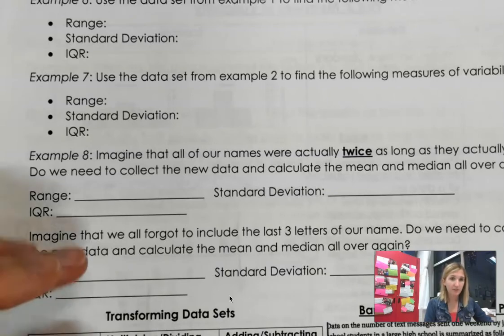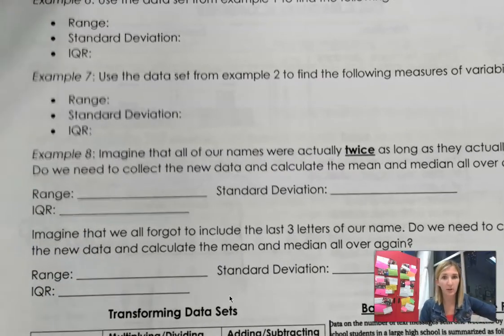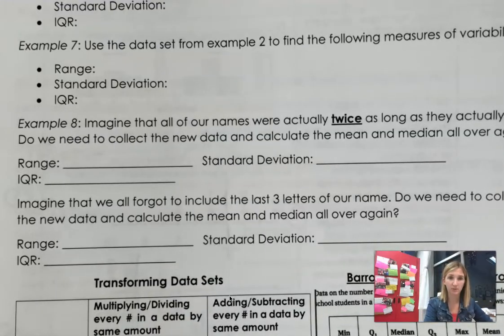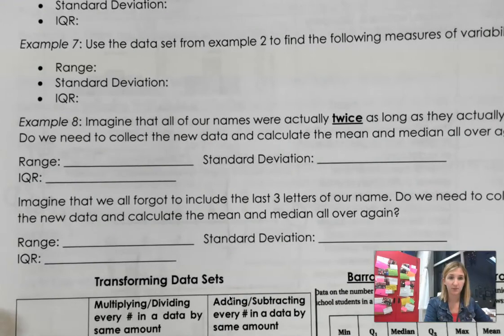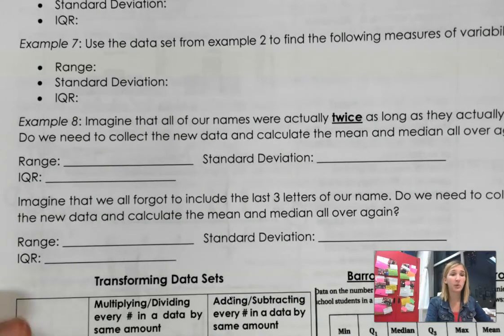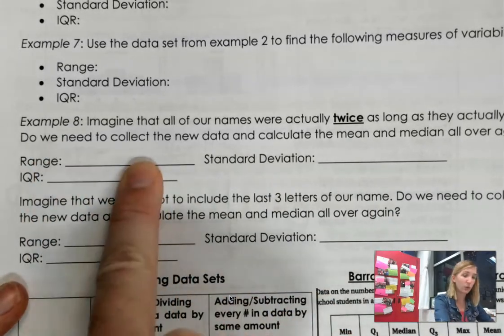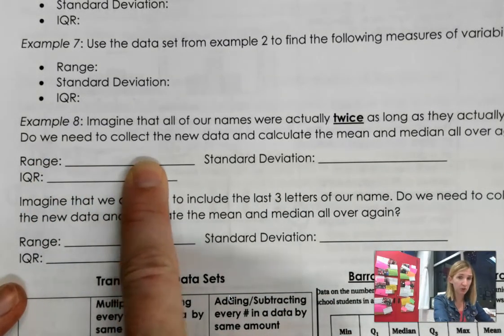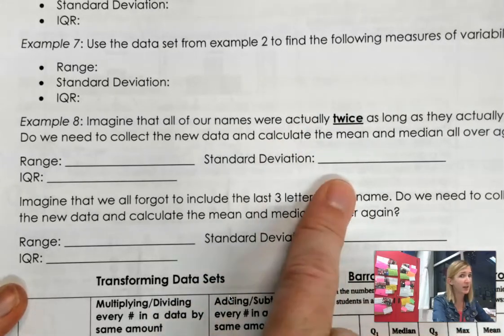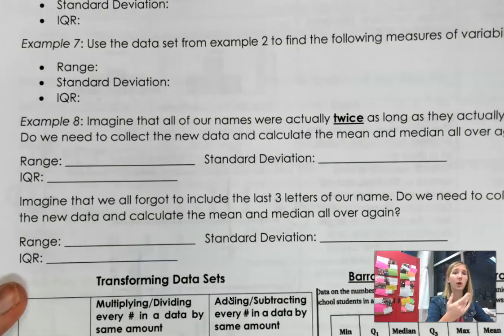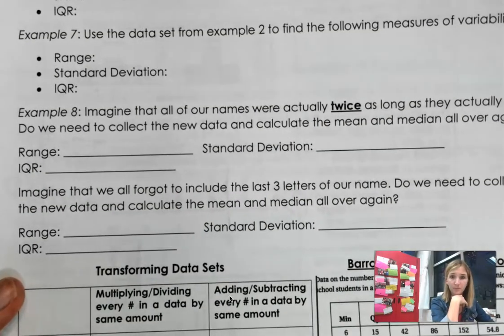All right. What did you notice about the range, the IQR, and the standard deviation when the data set was twice as long? I hope that you noticed that everything else was twice as long. I could have multiplied the range by 2 and got the new range. I could have multiplied the standard deviation by 2 and got the new standard deviation. And I could have multiplied the IQR by 2 and got the new IQR.